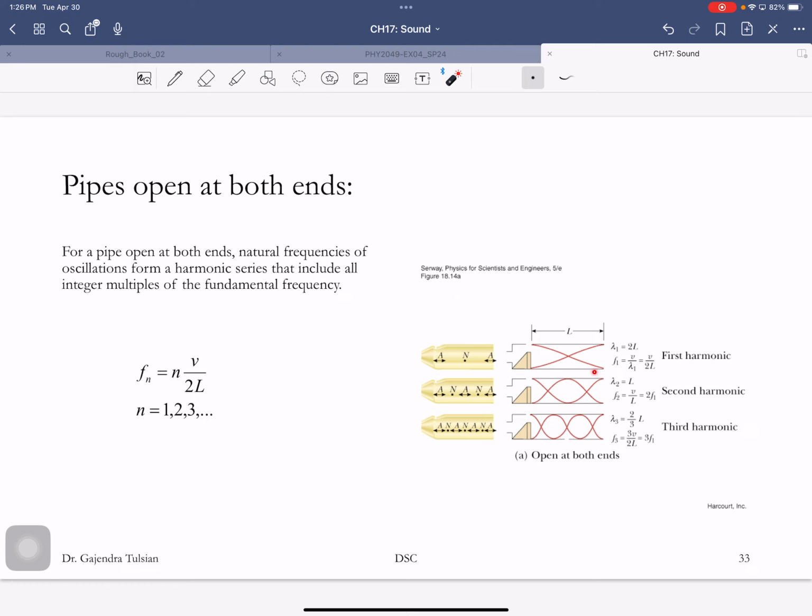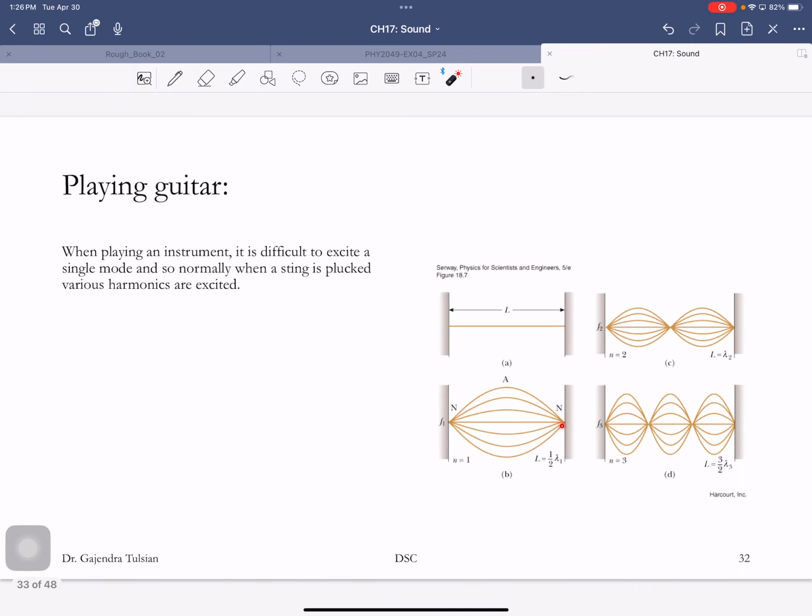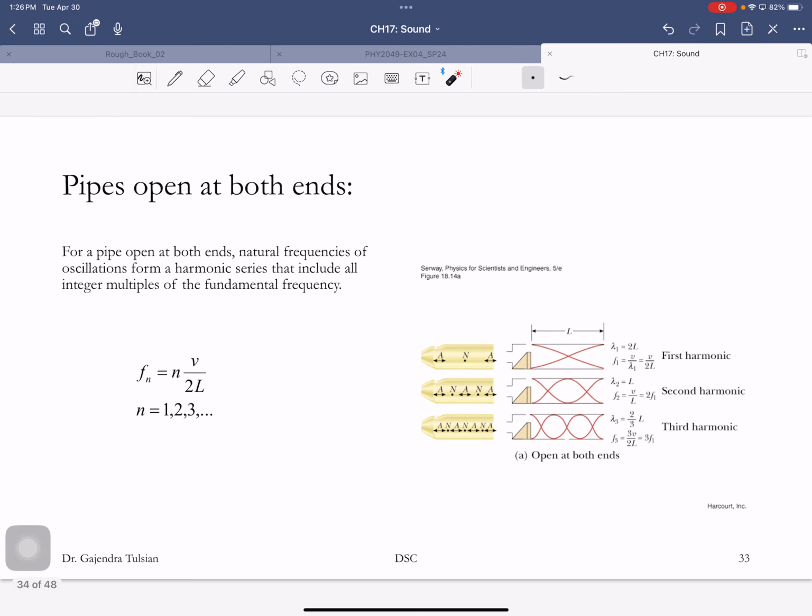So here's the instrument where you're exciting an air column. This is a flute, for instance. By the way, these points are called nodes, and these points are called antinodes. Antinodes are the points which vibrate with greatest amplitude, and nodes do not vibrate at all. So here's a flute, and the air column is excited such that these are antinodes and these are nodes.